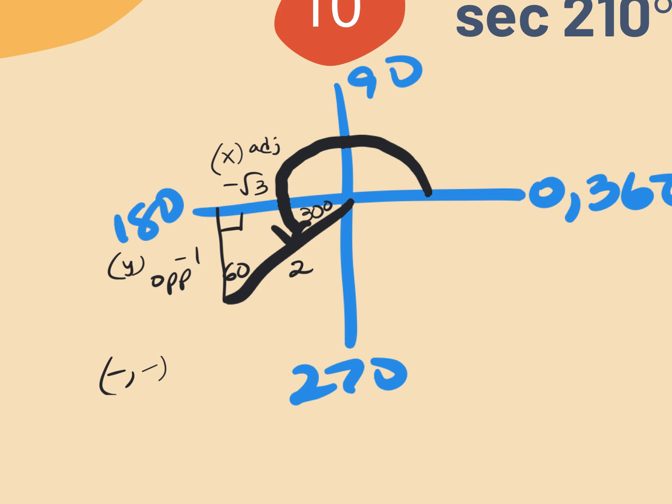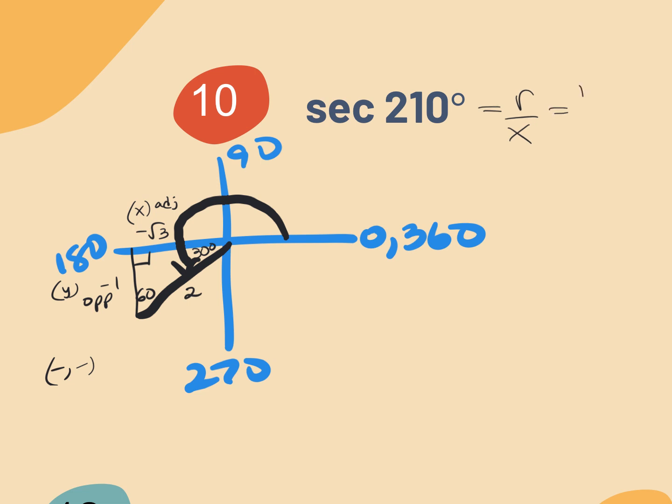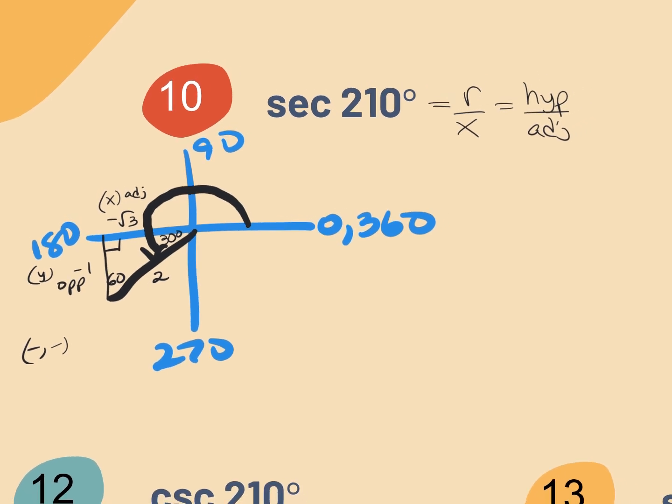And again, I'm going to go ahead and figure out what secant is. Secant, remember, is the reciprocal to cosine. So it's going to be r over x or hypotenuse over adjacent. So once you fill in those numbers, the secant of 210 is equal to 2 over negative square root 3.